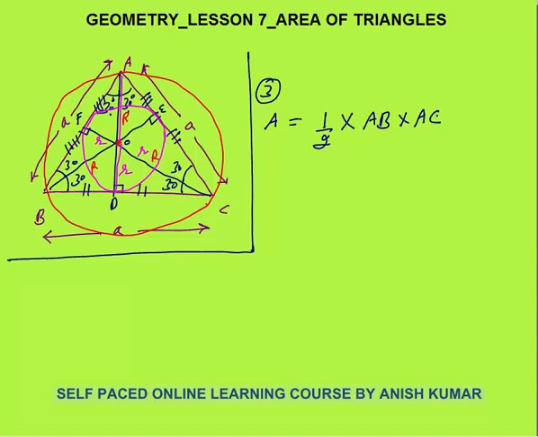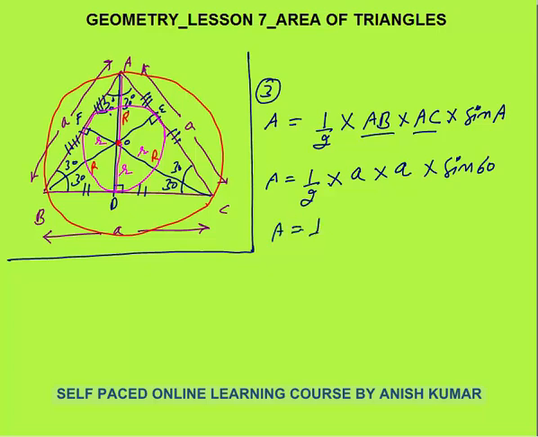Any two adjacent sides and the sine of the angle between them. The angle between side AB and AC is angle A. So the area can be calculated as half of any two adjacent sides and the sine of the included angle A. In our case this will be equal to half, AB is a, AC is also a, sine 60 degrees, because angle A is 60 degrees.